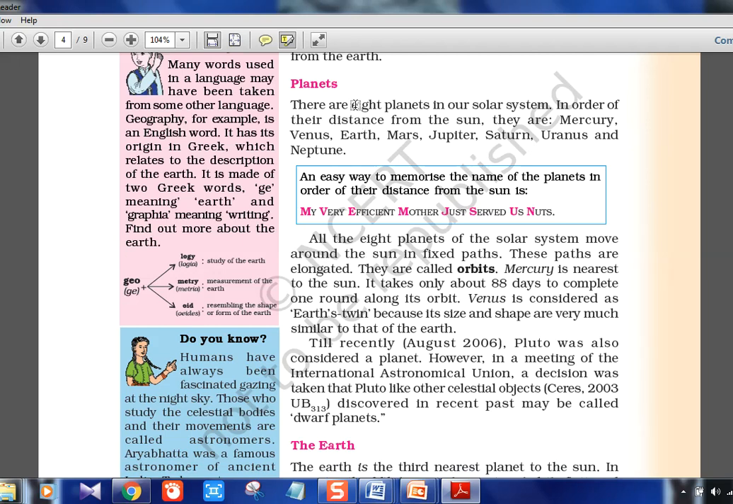Planets, 8 planets, like I told, this is a simple trick for young students to understand the order. Okay, if you want, you can follow this, or it's very easy: Mercury, Venus, Earth, Mars, Jupiter, Saturn, Uranus, and Neptune. Okay. All the 8 planets of the solar system move around the sun in a fixed path. Okay, the path is fixed, and that path is called orbit. Mercury obviously is the nearest to the sun, and it takes only 88 days. Venus is considered Earth's twin because of the same size and shape. Similar size, okay, not exactly the same, almost the same.